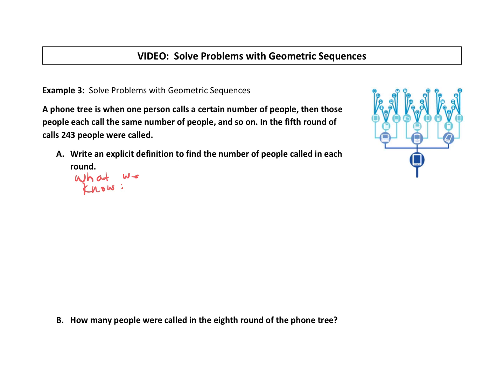Well, we know, looking at the picture, here's our first person. They call 1, 2, 3 people. So in the first round, we call 3 people. So we know the first term is 3. We also know that in the fifth round, that's going to be A sub 5, we call 243 people. What we don't know is the common ratio.